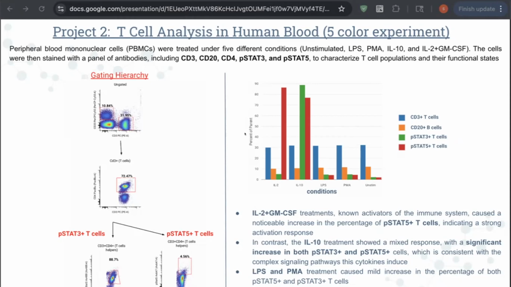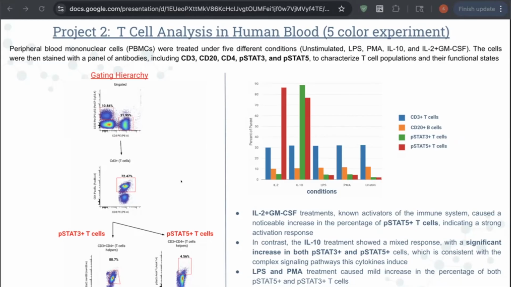Our goal was to investigate how different treatments affect the dynamics of these T cells. We exposed the cells to a variety of conditions, including an unstimulated control, two known cell activators, LPS and PMA, and two different cytokines, IL-10 and IL-2 plus GM-CSF.